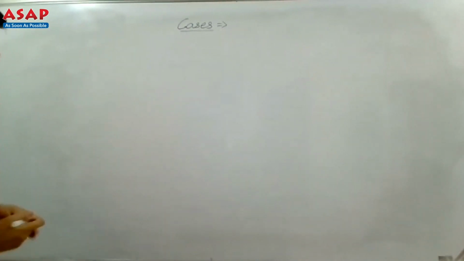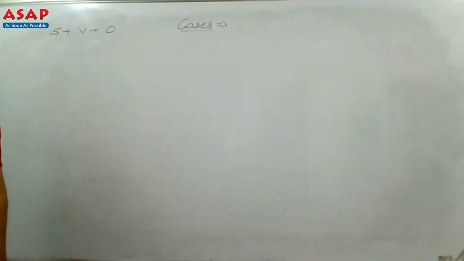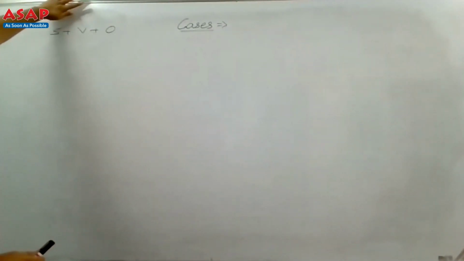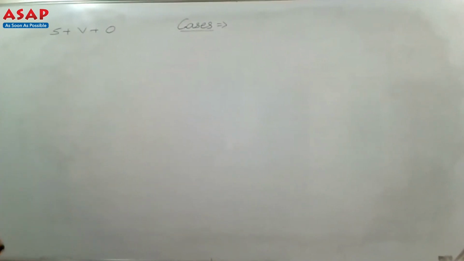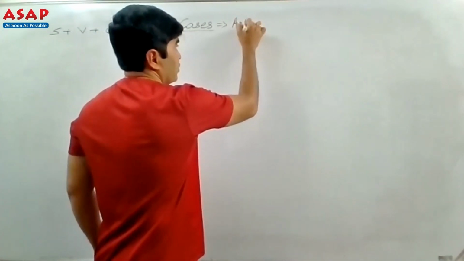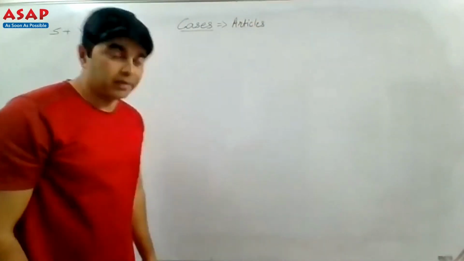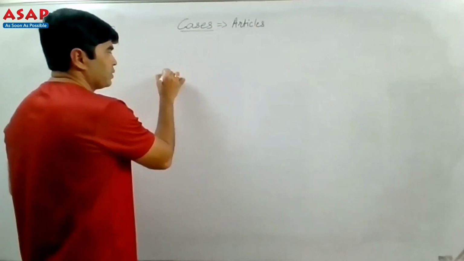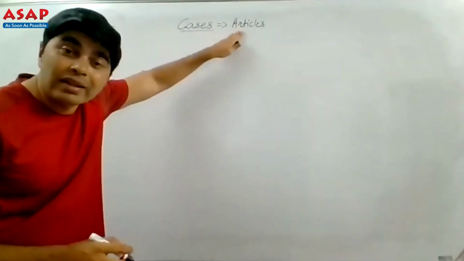So I will write here one basic structure: subject plus verb plus object. This is the normal structure. You can understand this, right? Can you read what I'm writing here? Yes, subject, verb, and object. So now cases are related to articles. Cases are related to what? Articles. What exactly? Like the bestimmter article. So when we say cases, cases will affect the articles in the sentence.